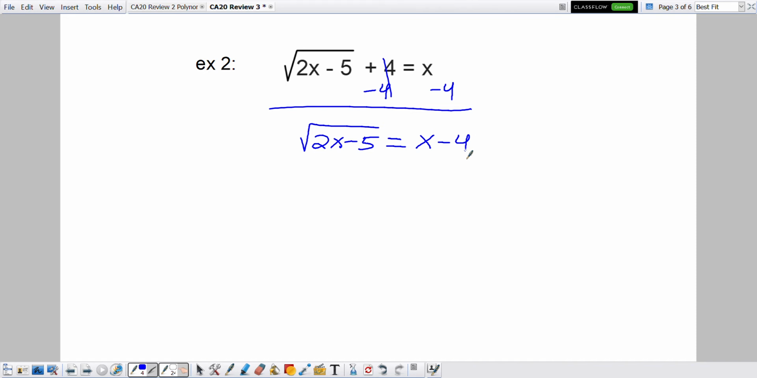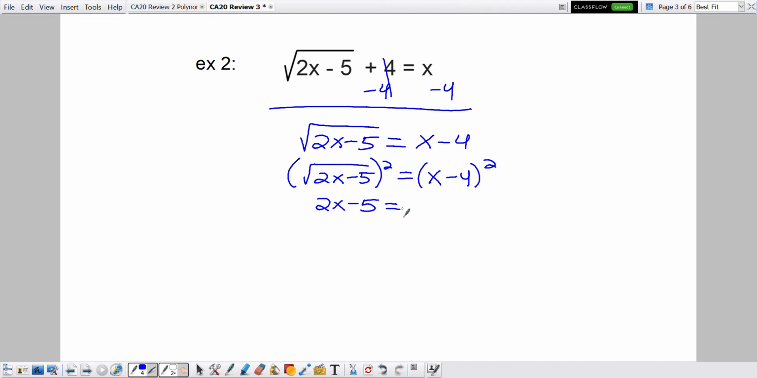Okay. Once you do that, you're going to need to get rid of the square root by putting an exponent of 2 on both sides. When you square something like this, it cancels the square root. You get 2x minus 5. On the right side, I'm going to show you a shortcut.